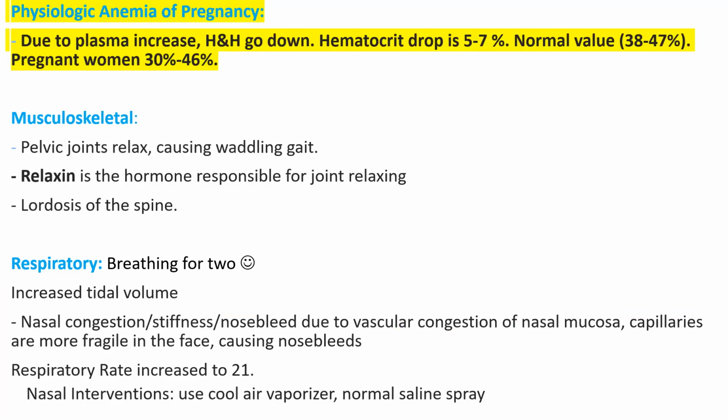Physiologic anemia of pregnancy: due to our plasma increase, our hemoglobin and hematocrit are actually going to go down. Hematocrit is going to drop 5 to 7%. A normal value is 38 to 47%, and within a pregnant woman, it's going to go down to 30 to 46%.